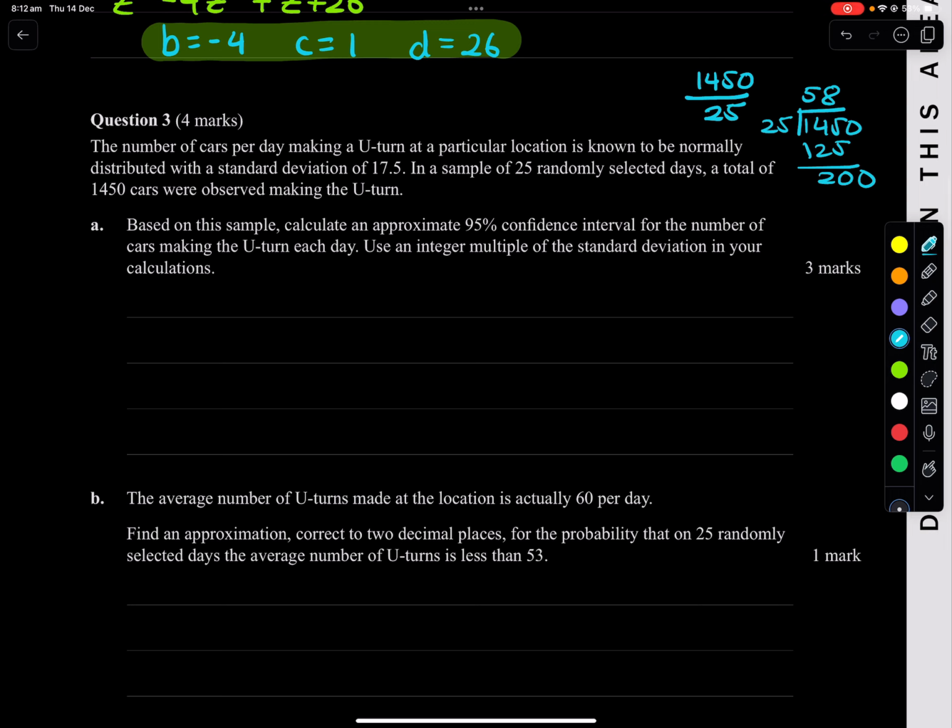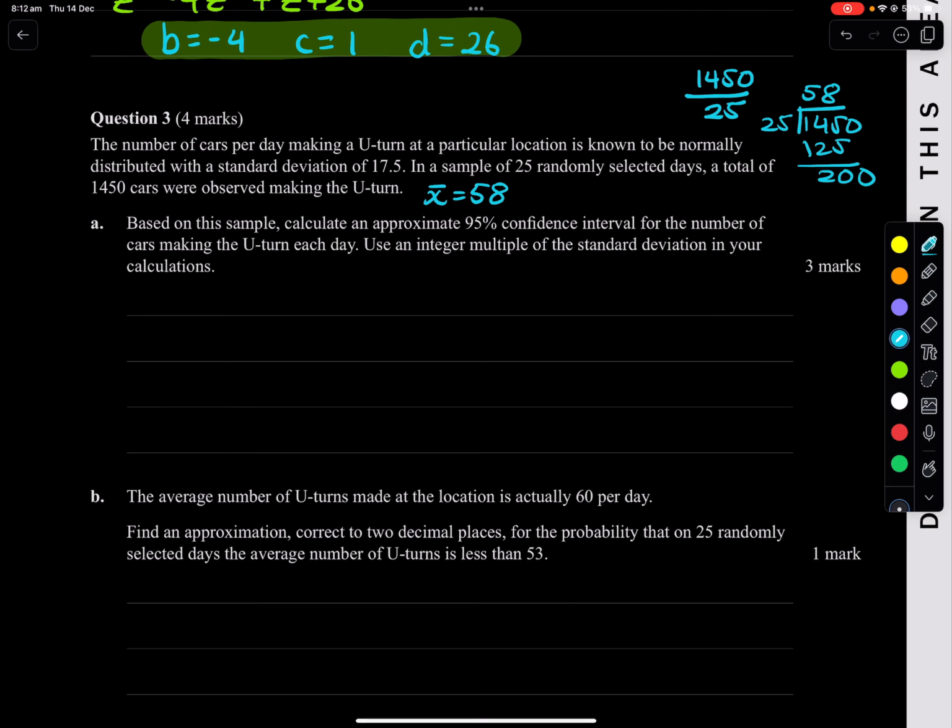So per day, the number of cars per day making a U-turn, your sample mean is going to be 58. Be careful, yeah. This is, I think, where a lot of students would make the mistake: without reading the question, they would take the total as your sample mean, which is not. So we've got that, perfect. That's our observation. Based on this sample, calculate an approximate 95% confidence interval for the number of cars making the U-turn each day. Use an integer value multiple of the standard deviation in your calculations.